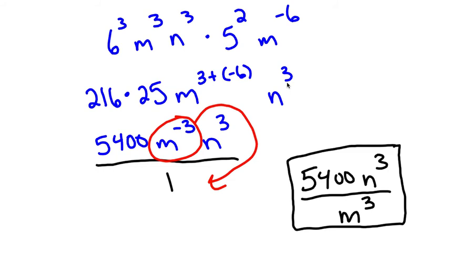And then m, adding my exponents for m, because I have two m terms here. So adding them, 3 plus a negative 6. That's for my negative 3. And then again, I have an n with nothing to combine it with. And then I have an m to the negative third. That's a problem, needs to be moved down. So here's my final answer.